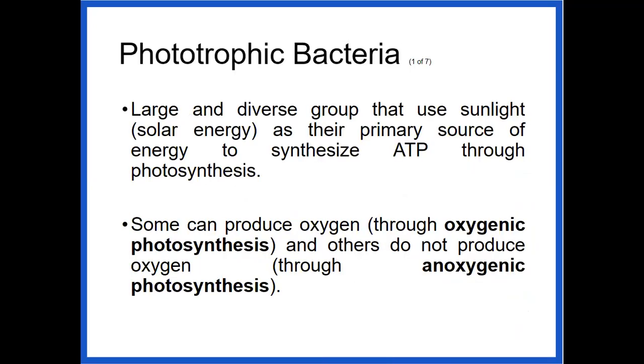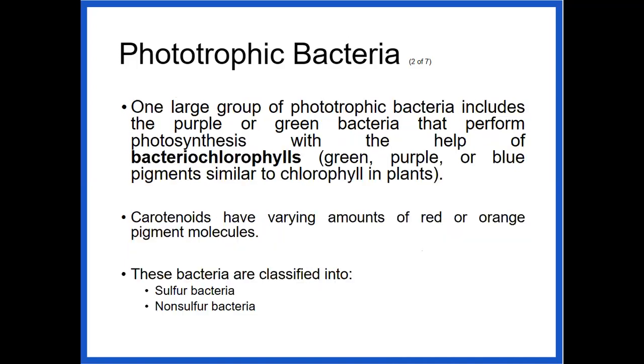Okay, let's talk about phototrophic bacteria. So they use the sunlight to produce energy. So this is a large and diverse group that use solar energy as their primary source of energy to create ATP. Okay, some can produce oxygen. This is oxygenic photosynthesis. Others do not produce oxygen. So let's look at them.